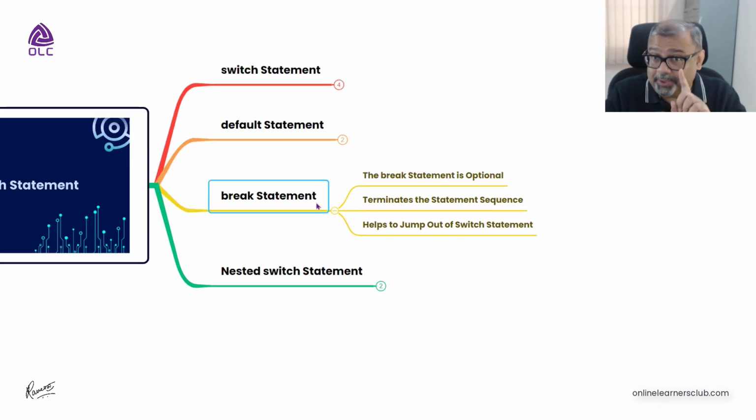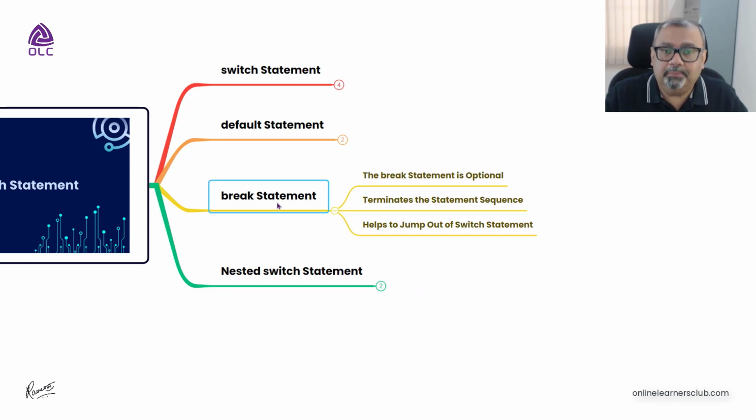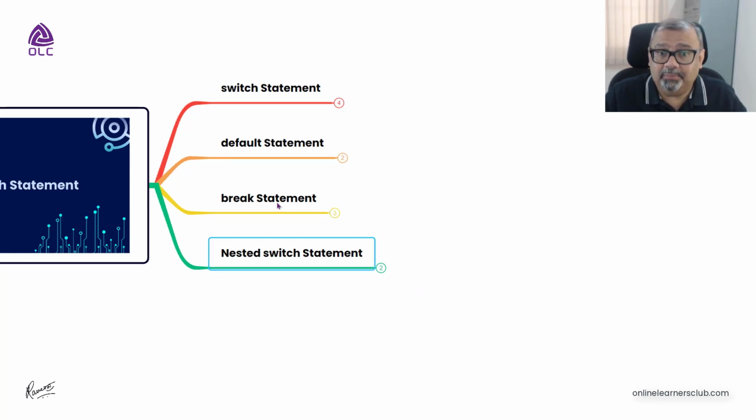Then the break statement. It is again optional. We saw without the break statement what would happen. We saw this logical problem. This is more of a logical error. All right. So it is optional, and what it does is terminate the sequence and help to jump out of the switch statement and give the control to the next following statements in the program. So that's the basic intent of a break statement.